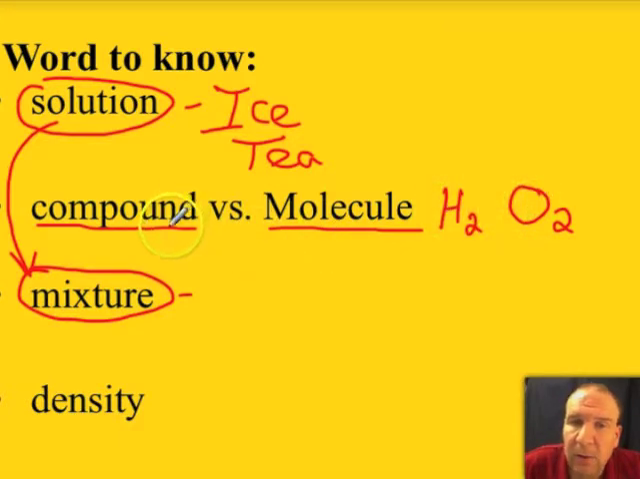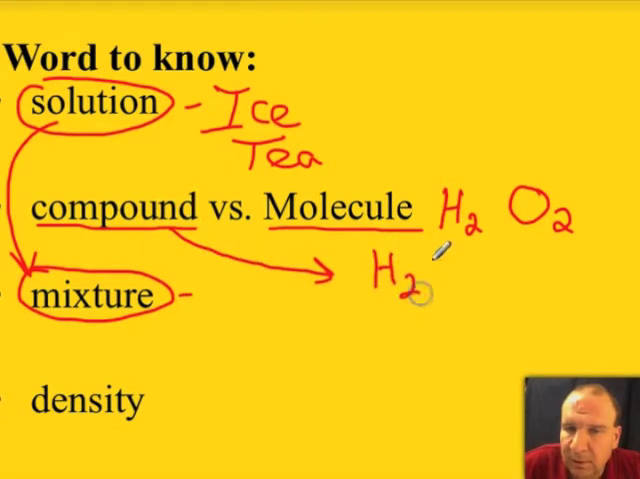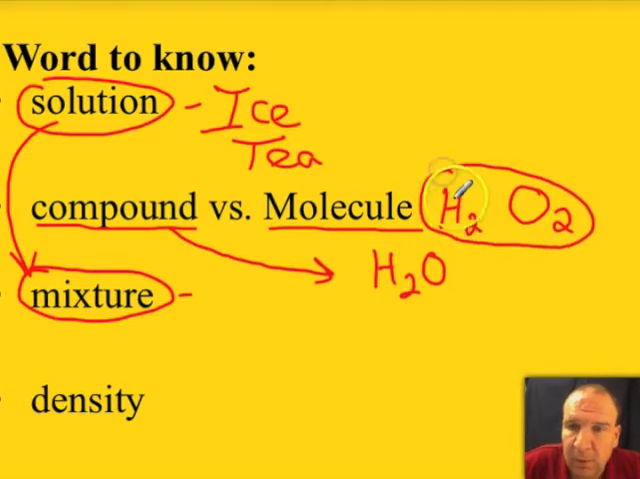Now, a compound is when two different atoms combine together. For example, H2O is a compound. It's also a molecule, but these right here are not compounds because they're both the same element. So these are molecules because it's combined atoms. This is a molecule, but this is also a compound because it's different atoms combined, where this one is not a compound. Now density, do you remember what density is?